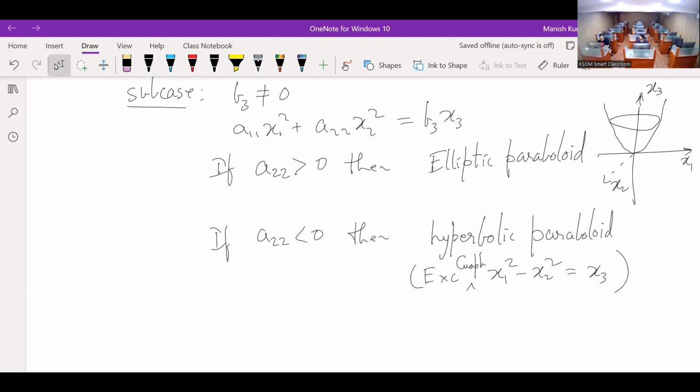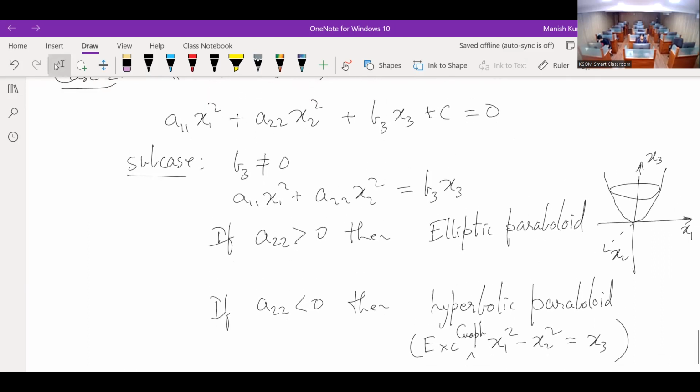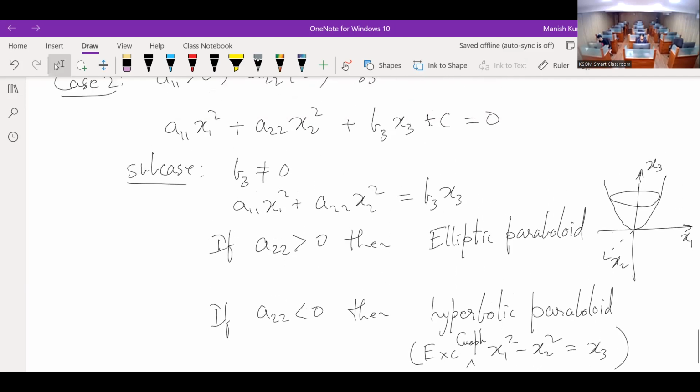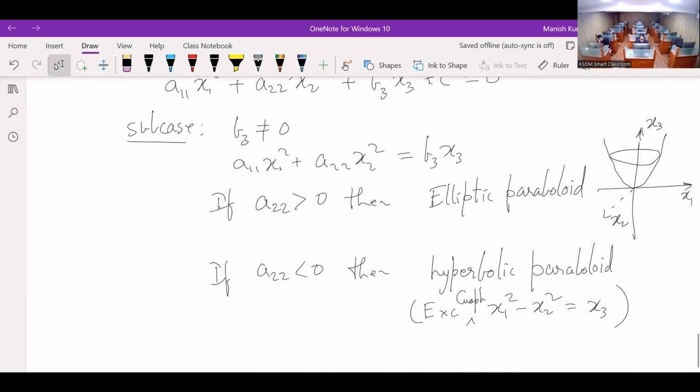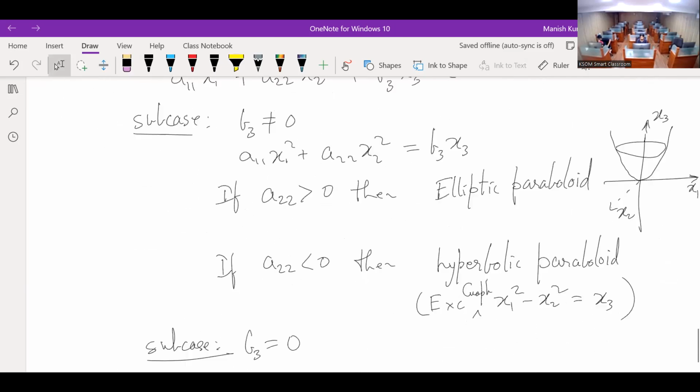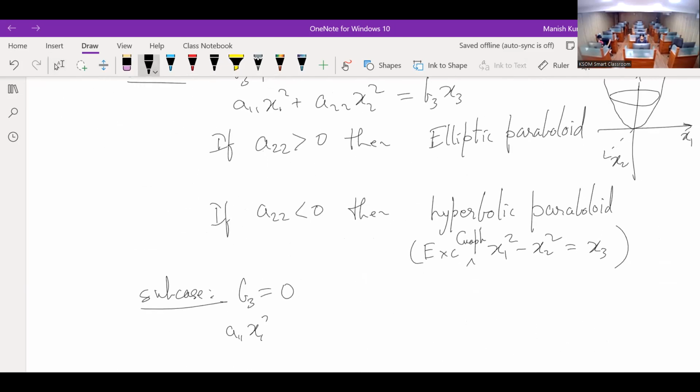And then what case are we in? So if B3 is 0, then it's still a drawable picture. So subcase B3 equals 0. Then it becomes A11 x1 square plus A22 x2 square equals C.